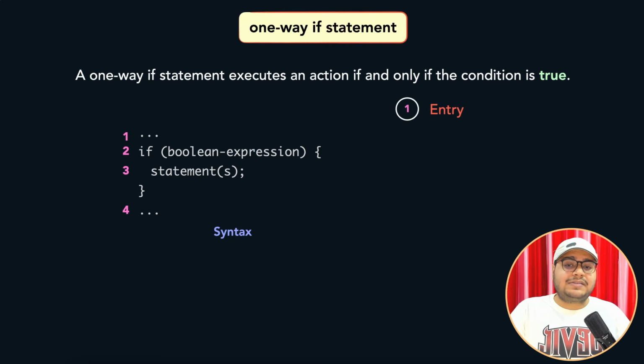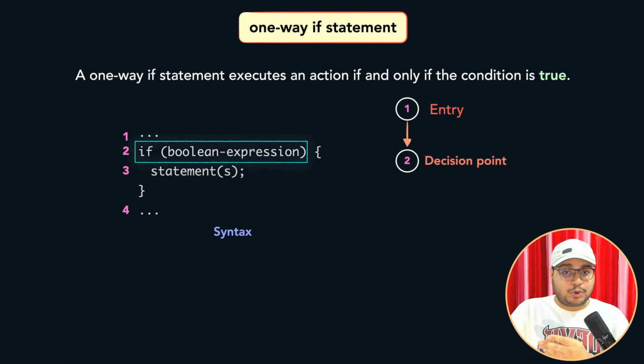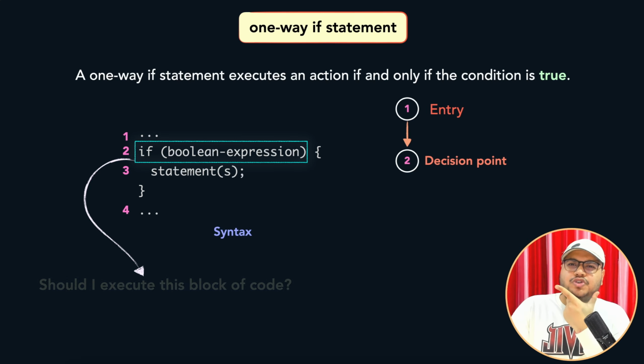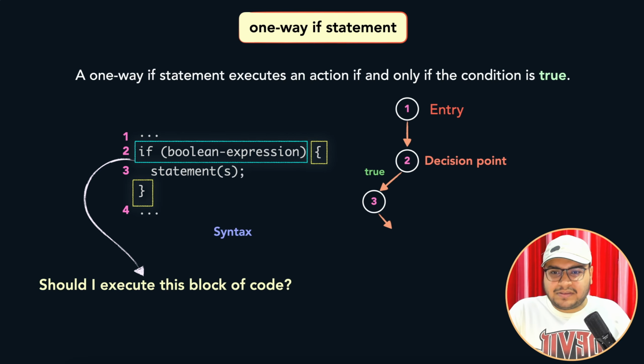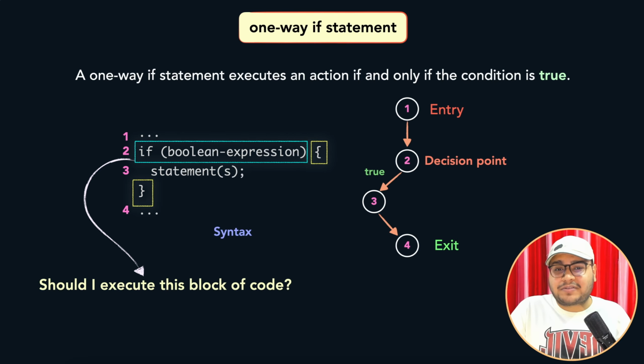Node 1 represents the statement just before the if block and acts as the entry point for the program. Next, we move to node 2, where our Boolean expression lives. This is what we call a decision point. Think of it as a checkpoint where the program pauses to ask a question. Should I execute this piece of code or should I just skip it? Since it's a Boolean expression, there are only two possible answers.